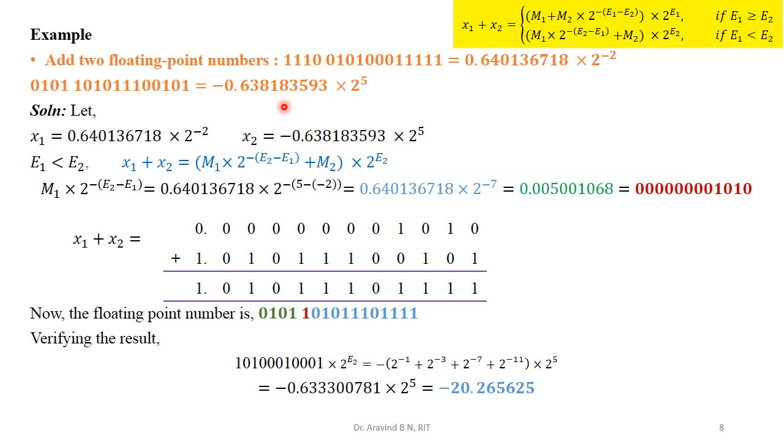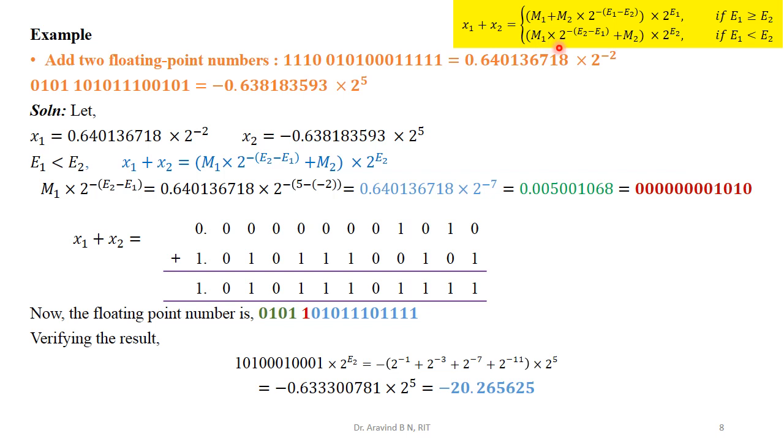In this case, E1 is less than E2. E1 is minus 2, E2 is 5, therefore E1 is less than E2. E1 is less than E2 in the sense second rule will become applicable. So apply the second rule for solution.